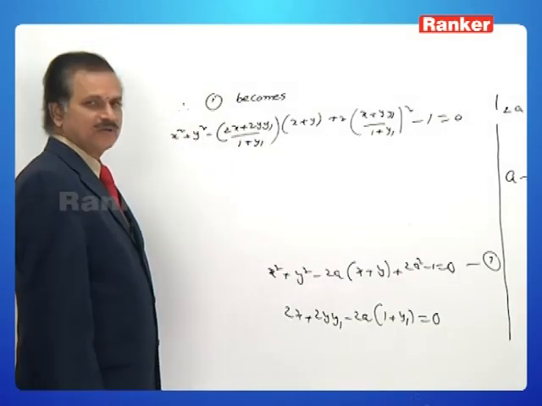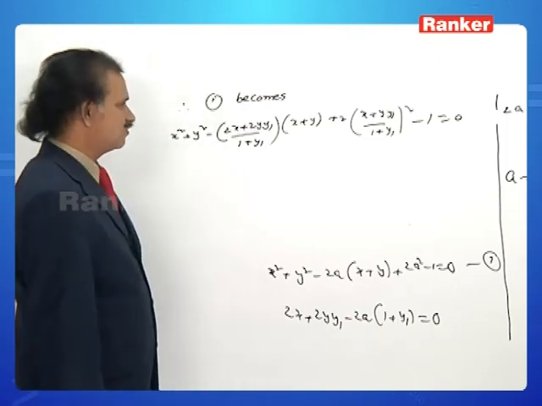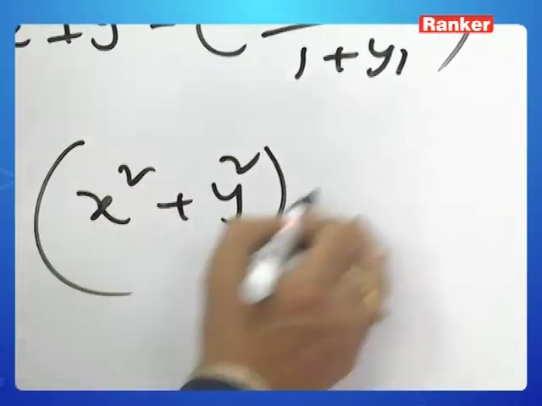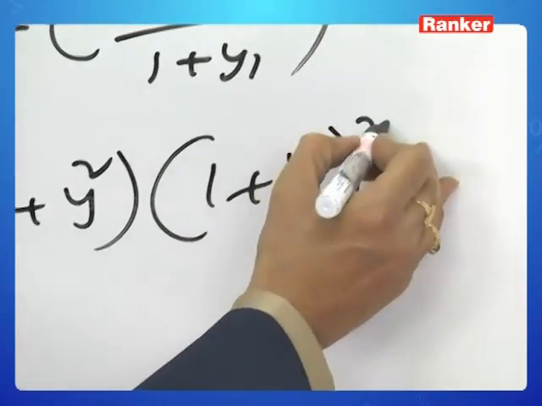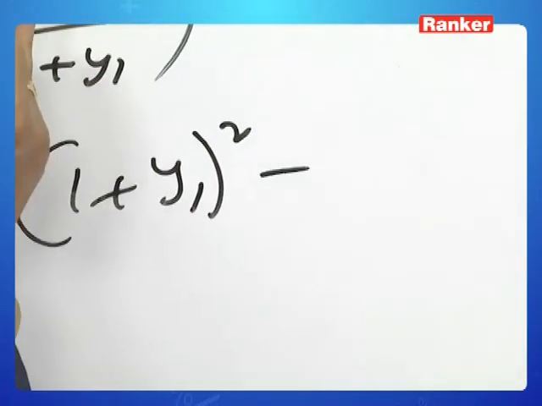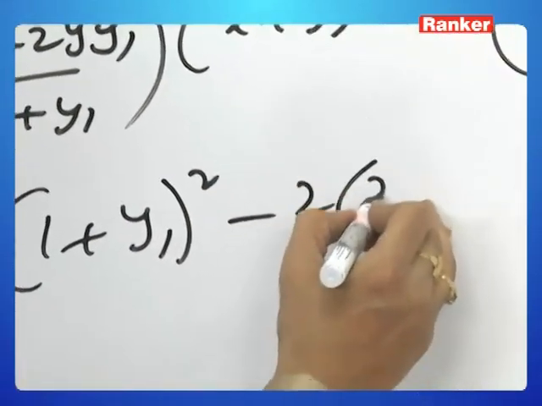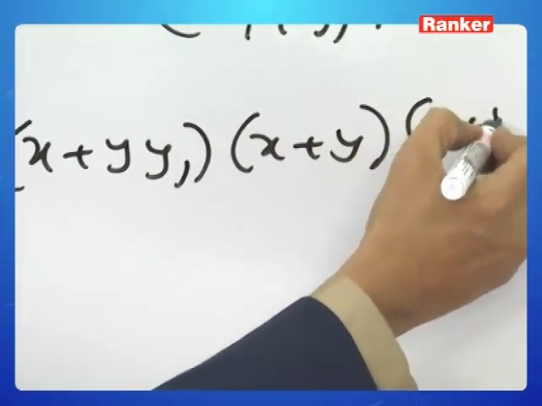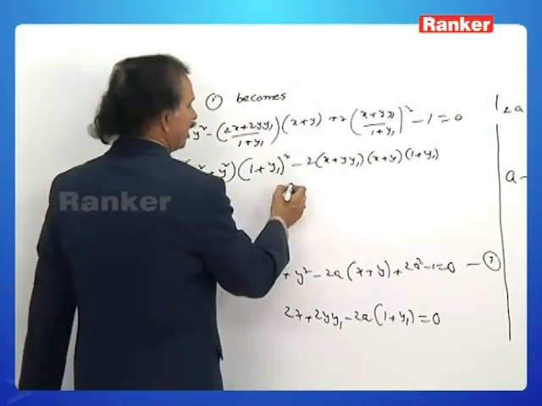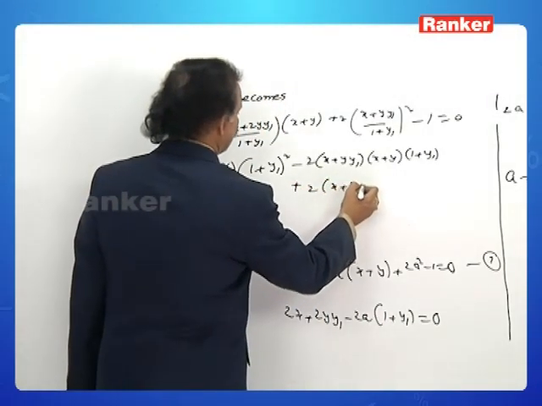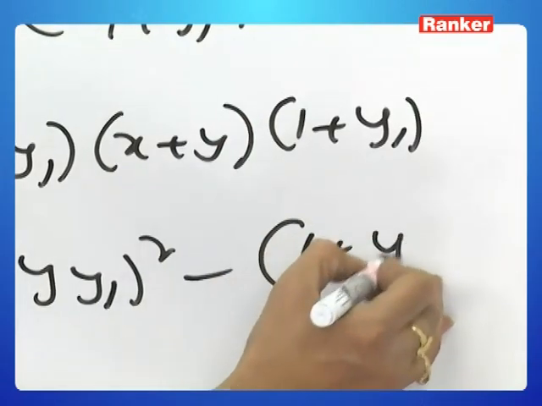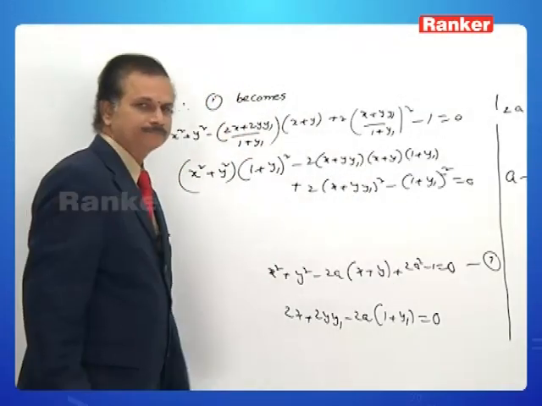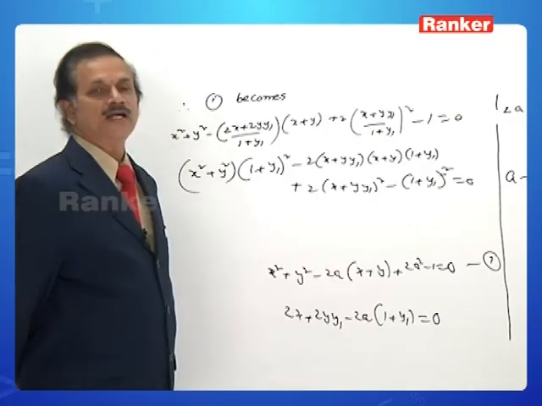Well done. To have its simplified form, let us multiply this with 1 plus y1 whole square. x square plus y square into 1 plus y1 whole square minus, if you get 2 out, 2 into x plus y y1 into x plus y into 1 plus y1 plus 2 into x plus y y1 whole square minus 1 plus y1 whole square is equal to 0. That is the given answer.